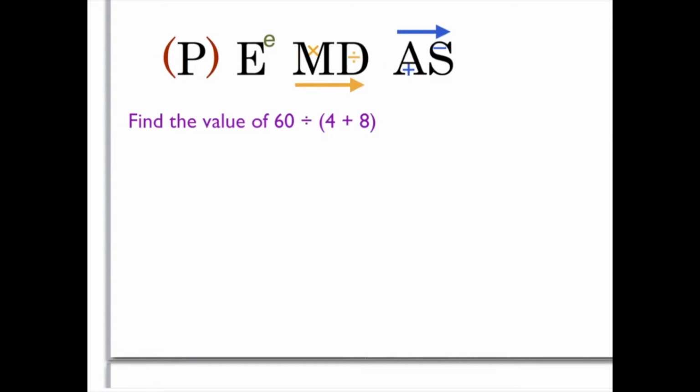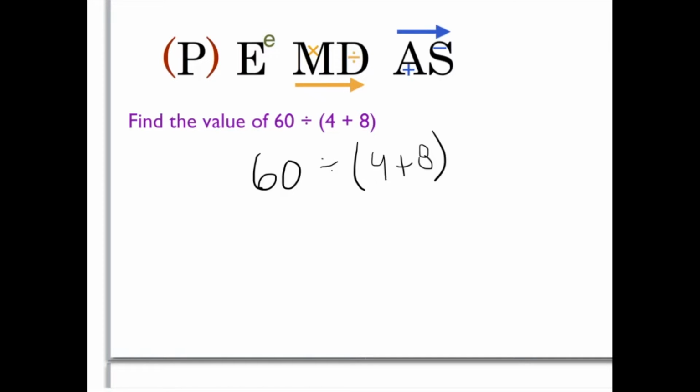In this next problem, we're going to find the value of 60 divided by the quantity of 4 plus 8. Again, pause the video, try the problem on your own, and then come back and see if you did it properly. So we've got 60 divided by the quantity of 4 plus 8. Let's look at PEMDAS to see the order we need to do this in.